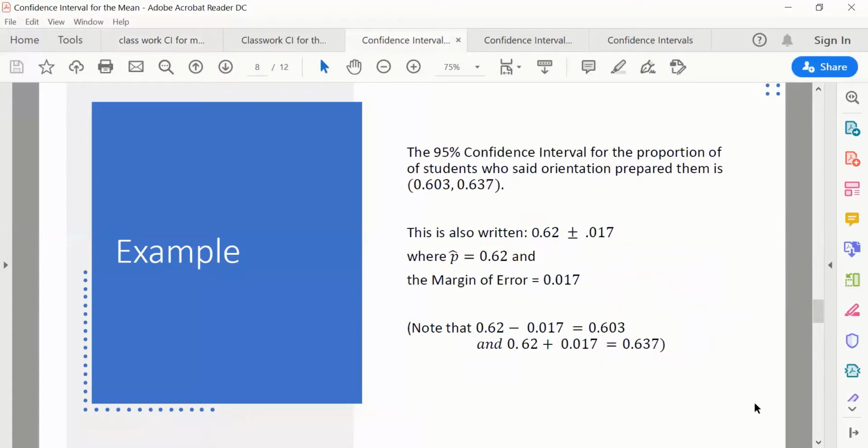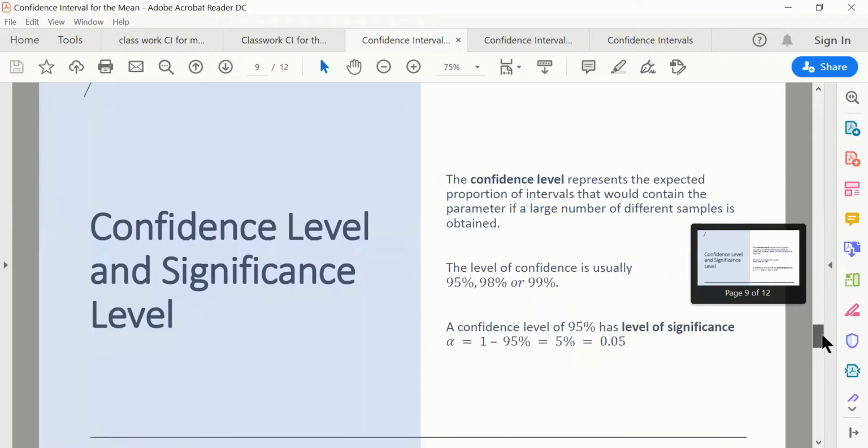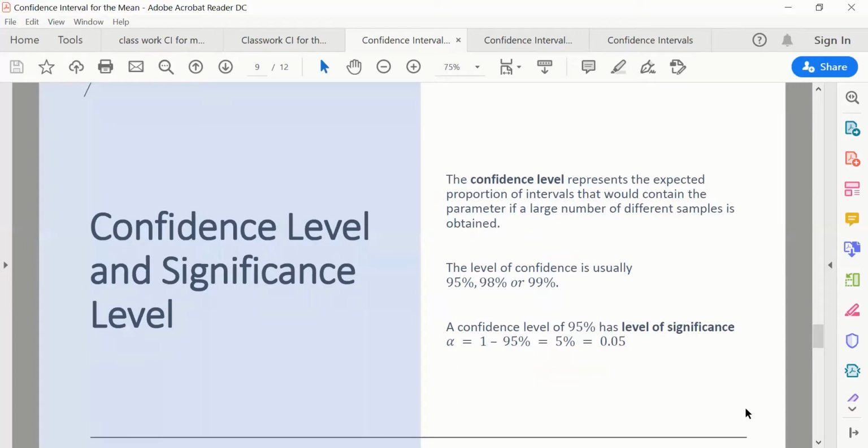So looking at what it looks like, the 95% confidence interval for the proportion of students who said orientation prepared them is 0.603 to 0.637, and we can also write that as 0.62 plus or minus 0.017. Where p-hat is 0.62 and the margin of error is 0.017. Same thing we said earlier. And this stuff's the same as well. The confidence level is that proportion of intervals that would contain the parameter. And the opposite of the confidence level is called the significance level, that alpha. That's all exactly the same.